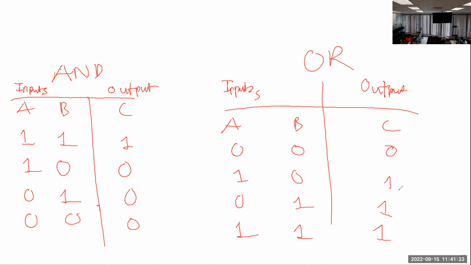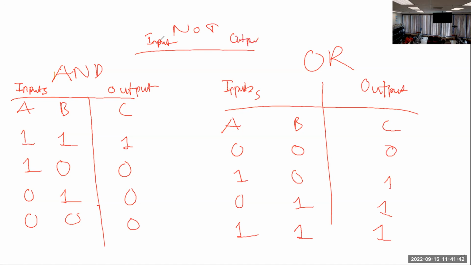Okay. Now, the third one is the NOT logic. For the NOT logic, you only have 1 input and 1 output here. NOT means reverse, right? The reverse. So think about it, you have the input here, and you have the output here.